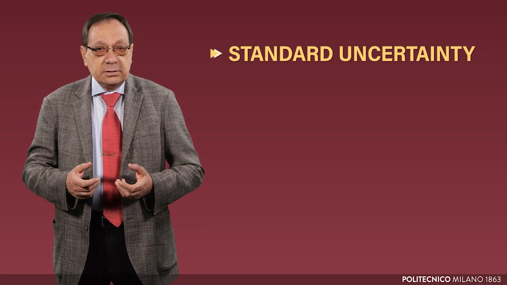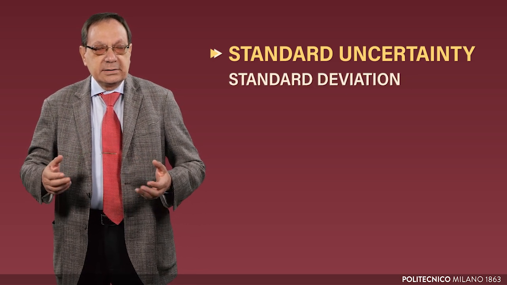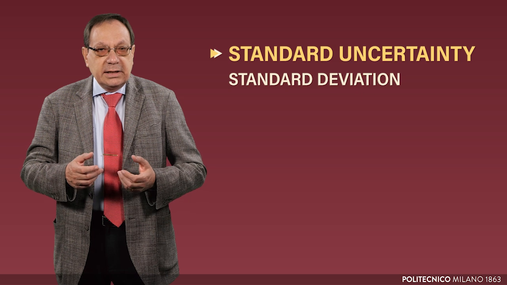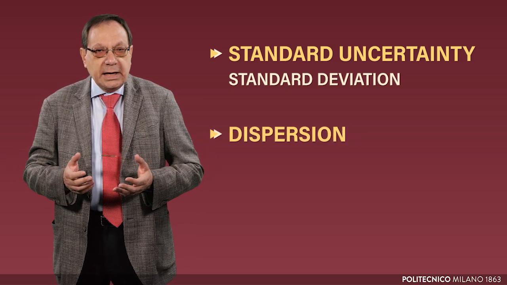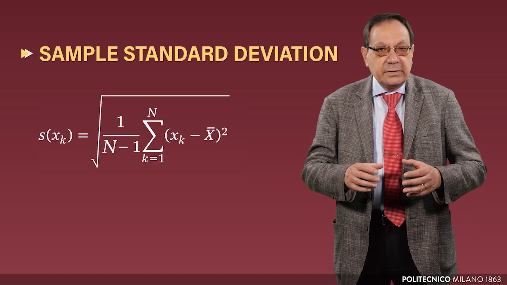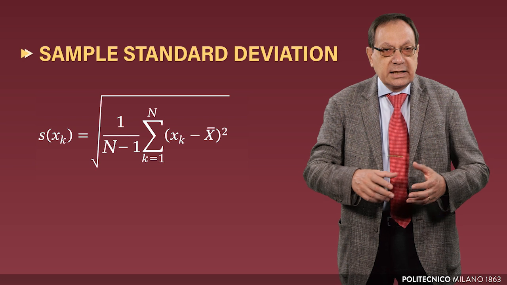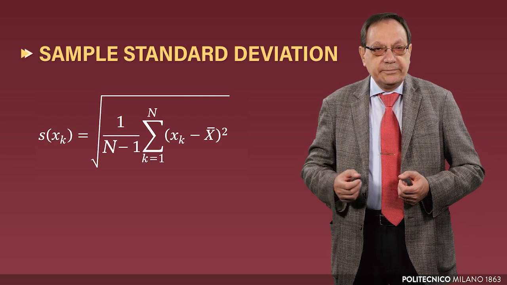To obtain a measurement result, we must also be able to evaluate the standard uncertainty, that is, the standard deviation of the random variable capital X. Let us remember that the standard deviation represents the dispersion of the values that could be attributed to the measurand. An estimate of the standard deviation, also known as the sample standard deviation of X, is obtained from the n measured values small xk and their mean value by applying the formula you see here.